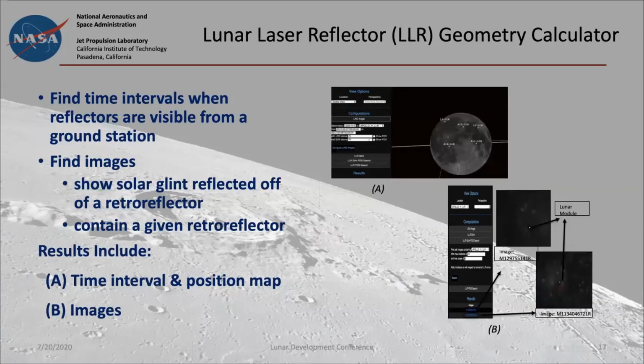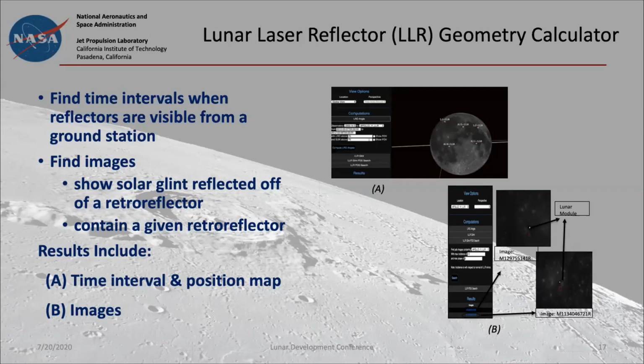The Lunar Laser Retroreflector tool is intended to support planning for future lunar reflector and ranging deployment. It also supports current and future reflector research on the lunar interior and precision tests of general relativity. It is being used to predict relative geometries between Earth laser stations, the reflectors on the surface of the moon, or the reflectors on a rover, and also the lunar orbiters. And also to find images taken by the LRO showing reflections of the sun or lasers off the reflectors.